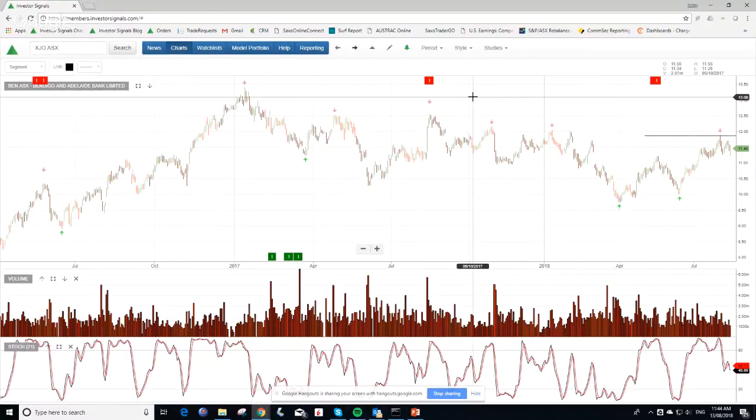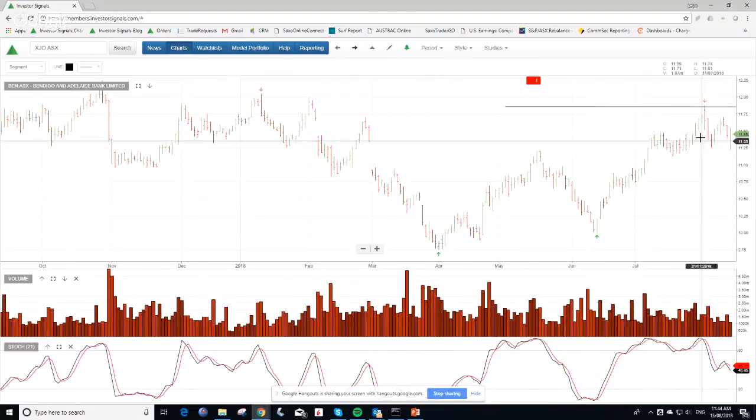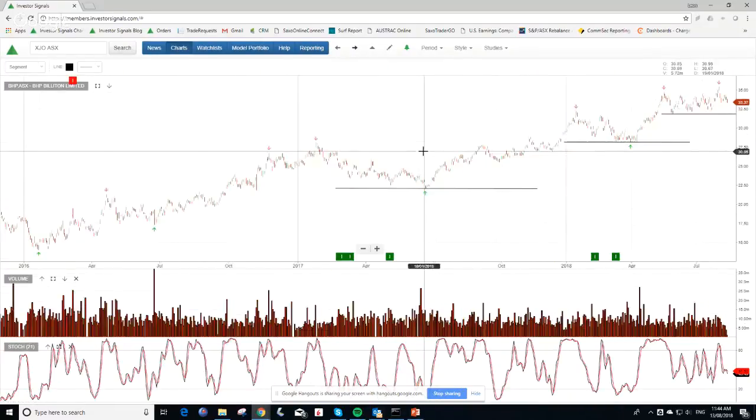So Bendigo reported its results this morning. I haven't had a chance to go through this in detail at the moment, but all the banking stocks are under algorithm sell conditions, and we know the structural sort of headwinds that the banks face from a revenue growth standpoint.